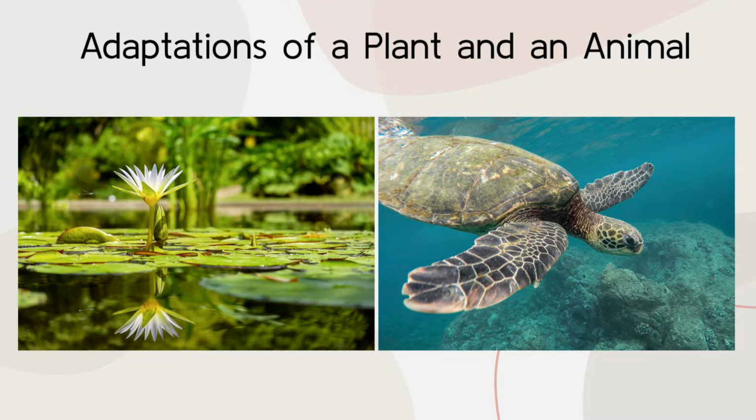Some other adaptations of water lilies is that they have large leaves that float on the surface of the freshwater lakes, which helps them get lots of sunlight for photosynthesis, and they have thorns on the underside of the lily to defend it from possible predators.